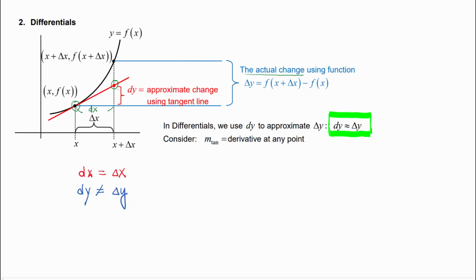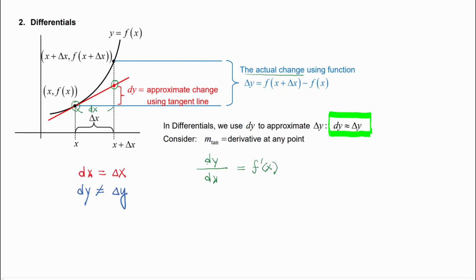Now, to calculate the slope of a line, we always did y2 minus y1 over x2 minus x1. From this graph, you can see y2 minus y1 is dy over x2 minus x1 is dx, and that is equal to our slope function, f prime of x.